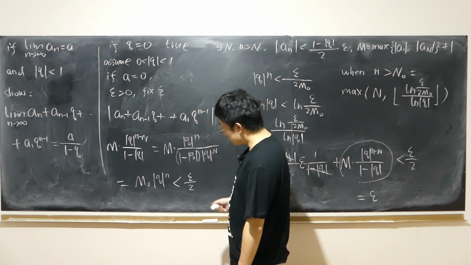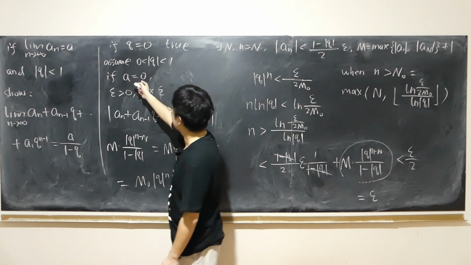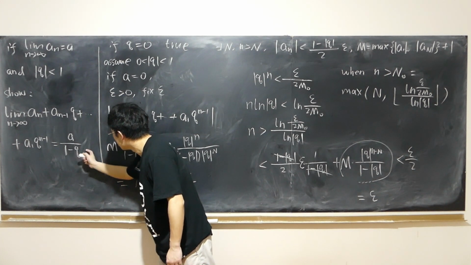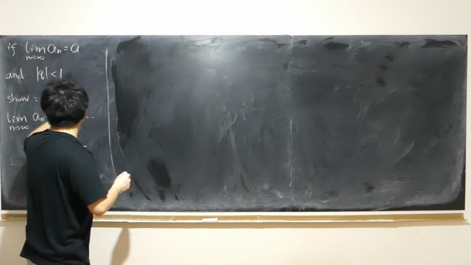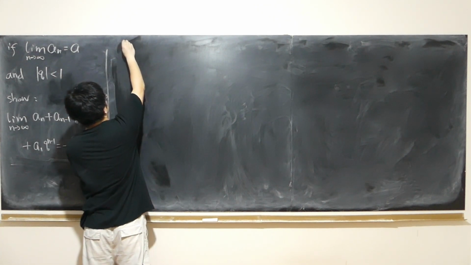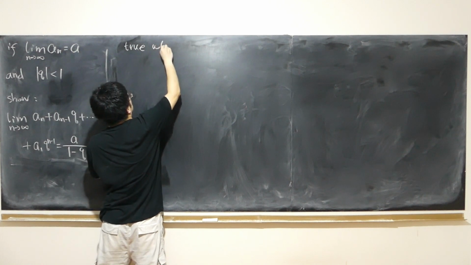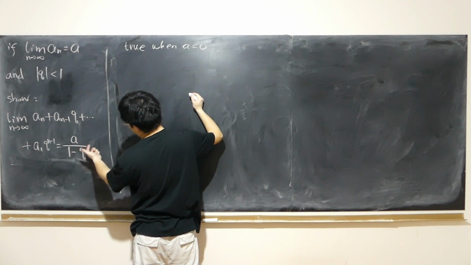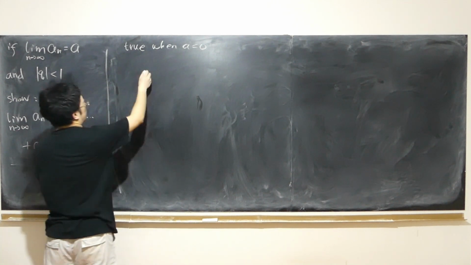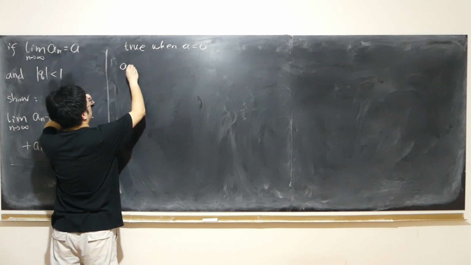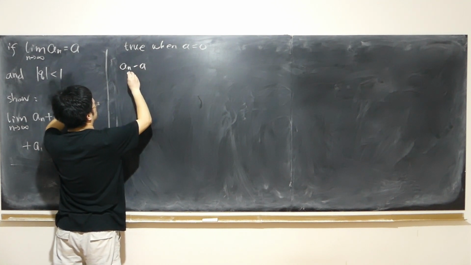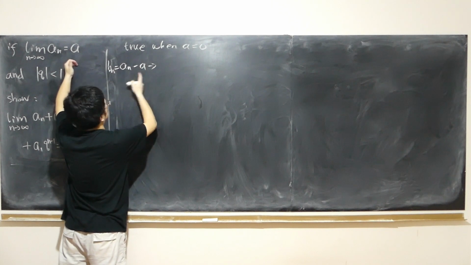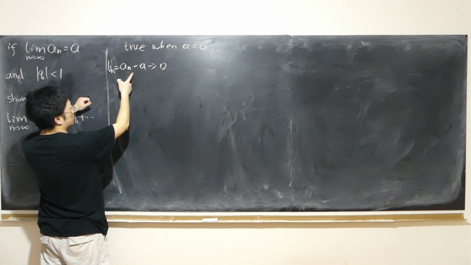So if a was 0, we've proven this limit is equal to 0. 0 over 1 minus q, the same thing. So the statement is true when the limit of a_n is equal to 0. Right, this is true. 0 over something, still 0, I've just proven. So now if a is non-zero, then let's denote a_n minus a as b_n, approaching 0. Right, because a_n minus a approaches 0, of course.